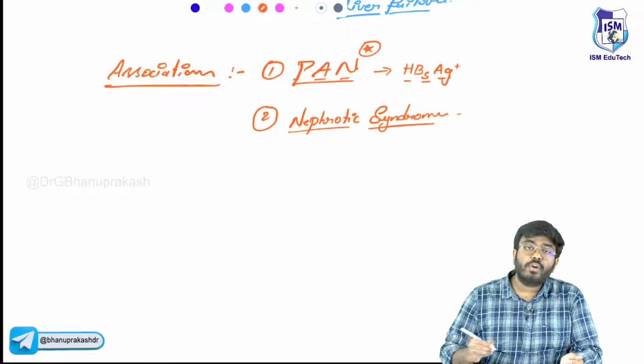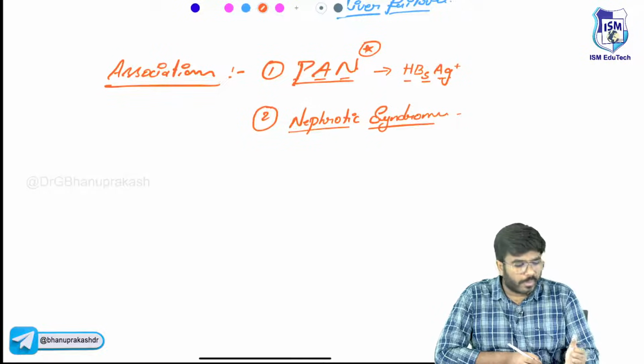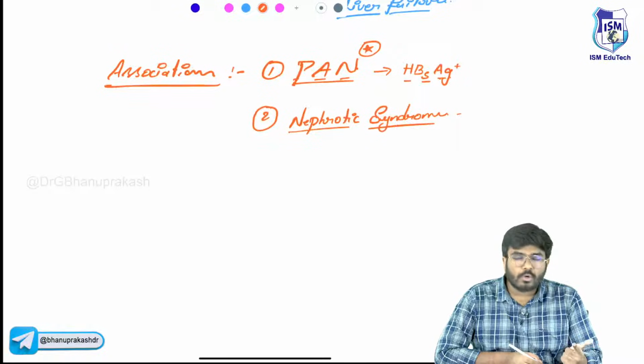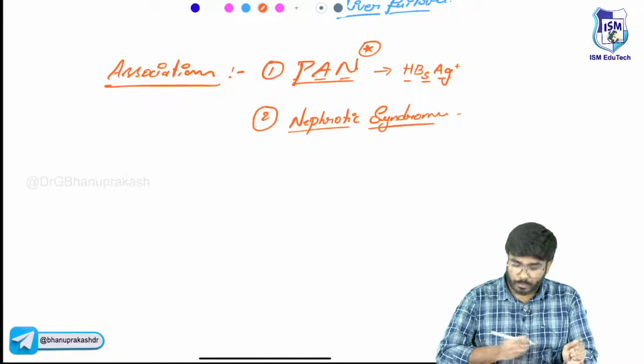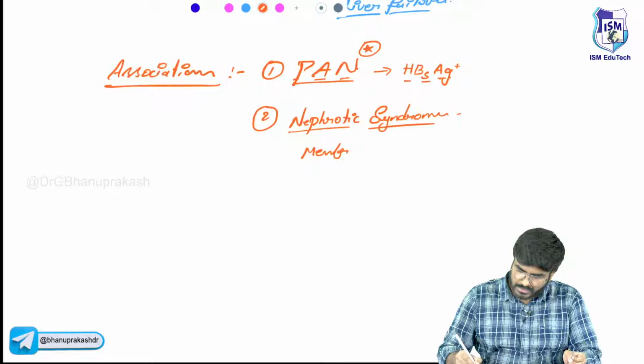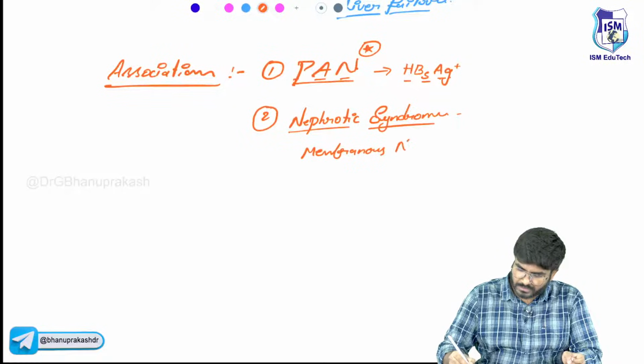Okay, so which nephrotic syndrome? There are different types of nephrotic syndrome, right? Minimal change disease, focal segmental glomerulosclerosis, membranous nephropathy, that one. Okay, membranous nephropathy.